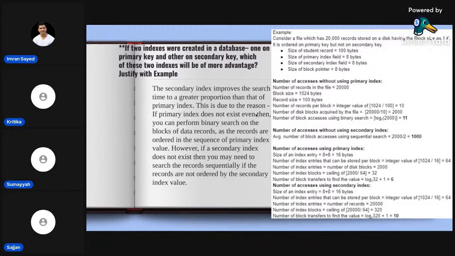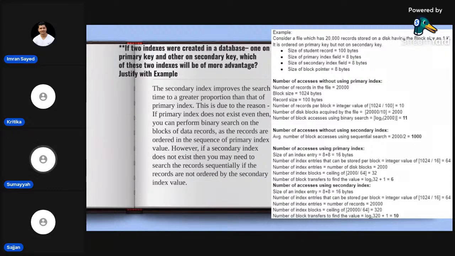If two indexes were created in a database, one on the primary key and the other on a secondary key, which of these two indexes will be of more advantage? Justify with an example. The secondary index improves the search time to a greater proportion than that of the primary index.